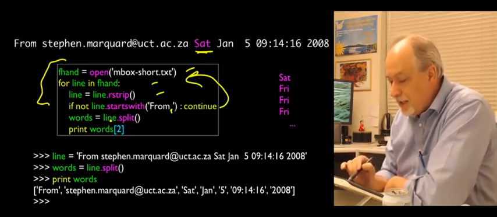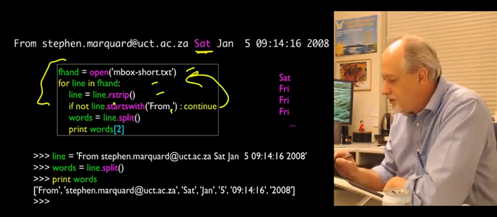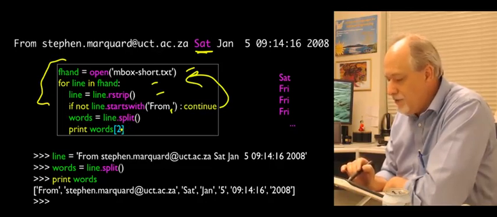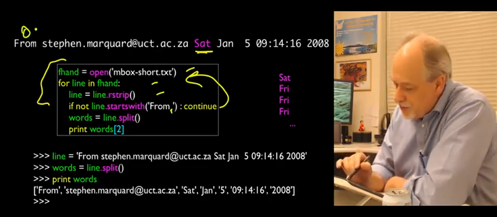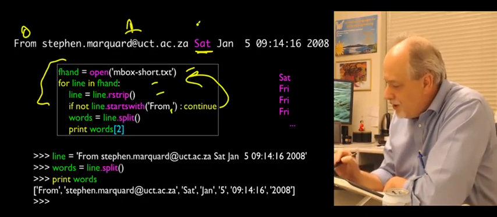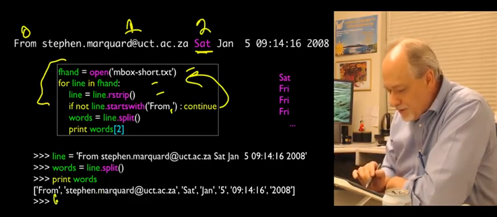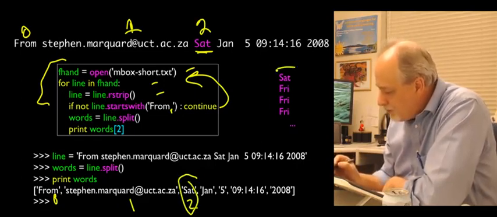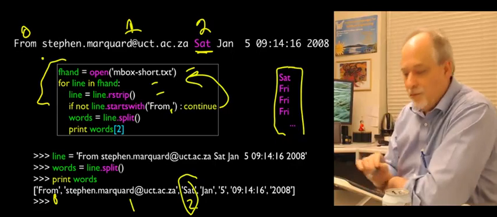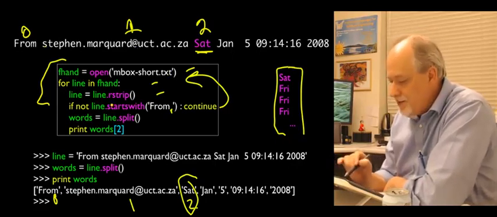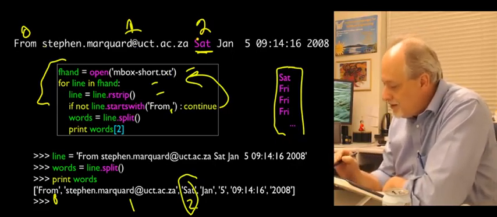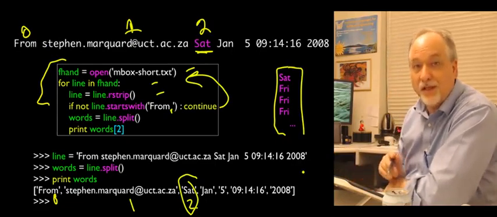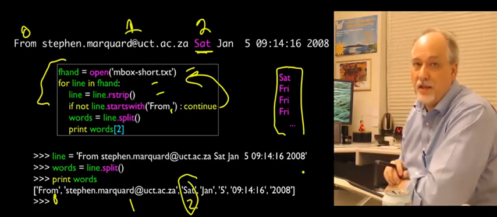Then what we do is we take the line, which is all of this text, and we split it. And we know that the day of the week is word sub 2. So this is word sub 0, this is word sub 1, and this is word sub 2. All we have to do is print out word sub 2, and we throw away all the lines except the From lines. We split them and take the third word, or word sub 2, and we can quickly create something that's extracting the day of the week out of these.